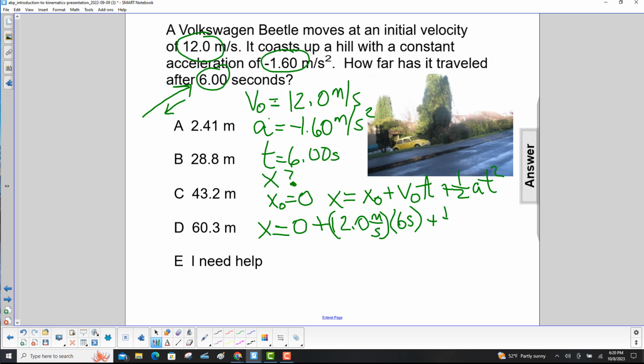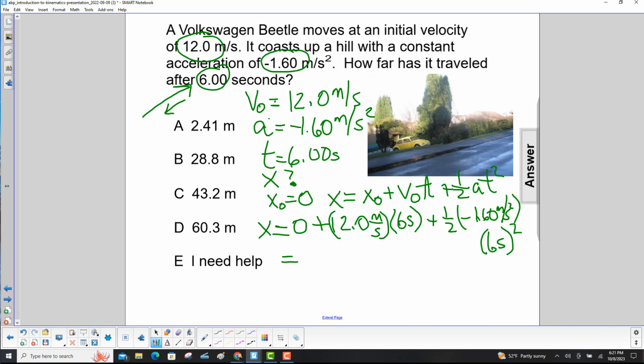And then plus 1/2. Then our acceleration is minus 1.60 meters per second squared, and that's times the time, 6 seconds. But be very, very careful here. That has to be squared. Okay, that's 1/2 a t squared. And also notice the negative in front of the 1.60 for the acceleration.